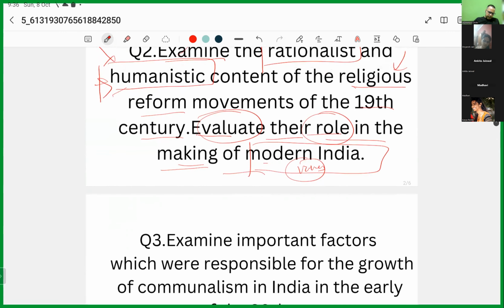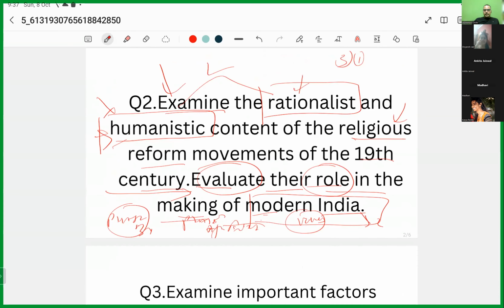Had it been freedom movement, there would have been a direct freedom movement keyword. But since it is modern India, you better relate it with the present. Else what you can do is phase 1, phase 2: before independence, after independence. Within that, this question is the main question, and these are nothing but pointers.